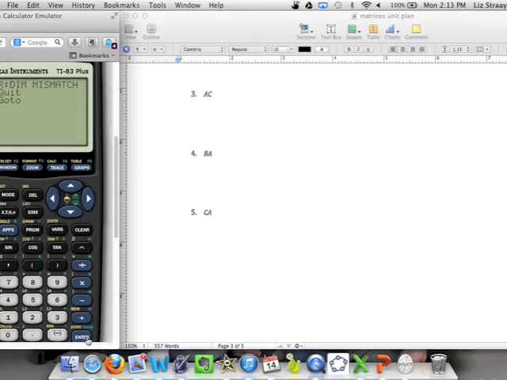If you get an error that says dim mismatch, that means it's actually not possible to do that, because the dimensions of the matrices aren't matching up the way they should. So if you get an error that says dim mismatch, that problem is not possible because the rows and columns aren't matching up appropriately. Okay?